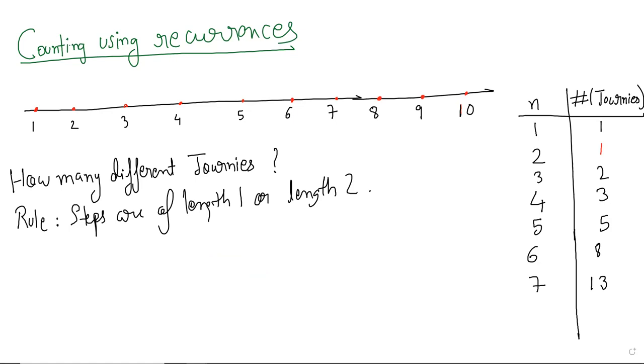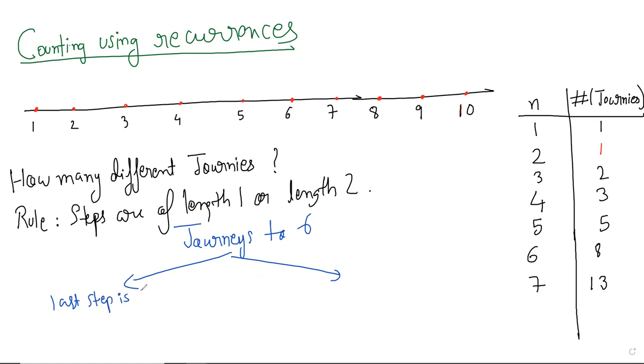But let me write it diagrammatically a little bit so that it will be clear. What you are telling me is this. Journeys to 6 are of 2 types. If the last step is 1, I'm just writing, you understand, last step being 1. I'm not writing length 1 and so on. As much as we can both understand, I'm only writing that much. The last step is 2. This is what you're telling me, basically, right? If the last step is 1 or the last step is 2.